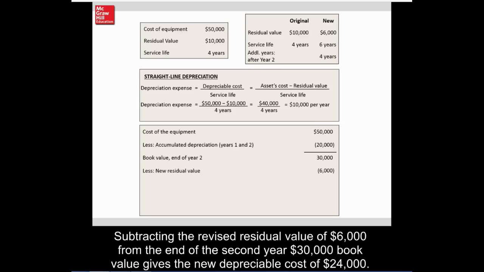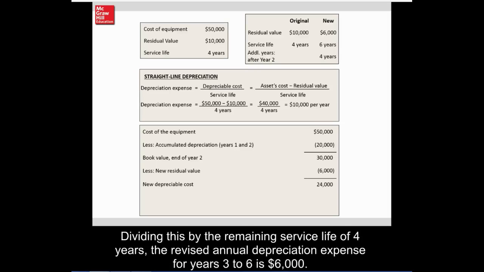The book value at the end of year 2 is $30,000. Subtracting the revised residual value of $6,000 from the end of the second year $30,000 book value gives the new depreciable cost of $24,000. Dividing this by the remaining service life of 4 years, the revised annual depreciation expense for years 3 to 6 is $6,000.